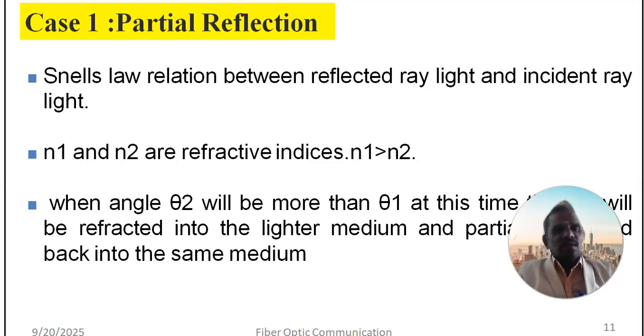So case 1, which is called partial reflection, here we will be using Snell's law to prove that. Snell's law relates the refracted ray and the incident light. N1 is the refractive index of the lighter medium and N2 is the refractive index of the denser medium. So N1 is greater than N2. So angle theta 2 will be more than theta 1, as the light travels, it will be reflected into the lighter medium and partially reflected back into the same medium, which we call the partially reflected ray. The remaining light will be refracted into the medium.